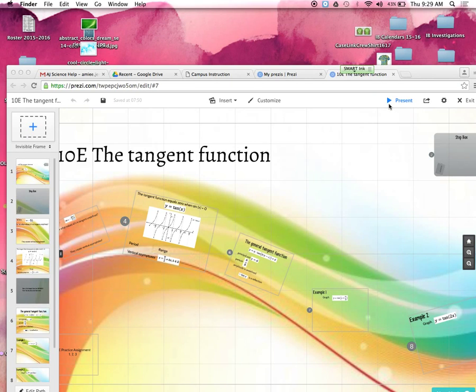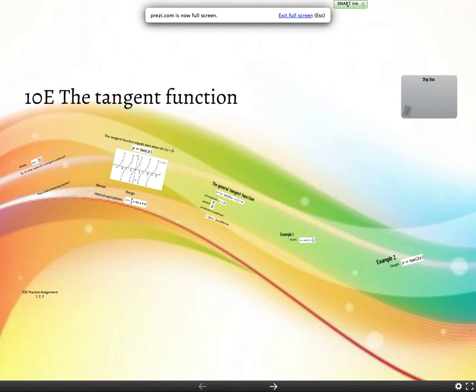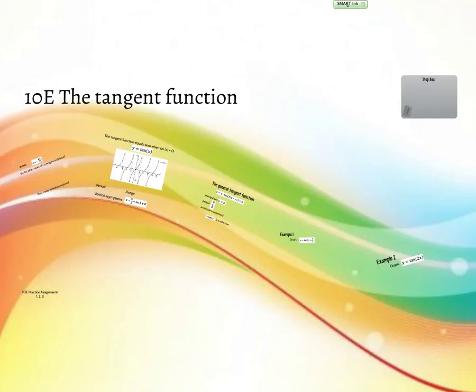So today we're going to start talking about 10e, the tangent function. It is a little bit different than sine and cosine, so we are going to do a couple of examples for it. And the basics of the tangent function are also on the back of this unit circle packet.